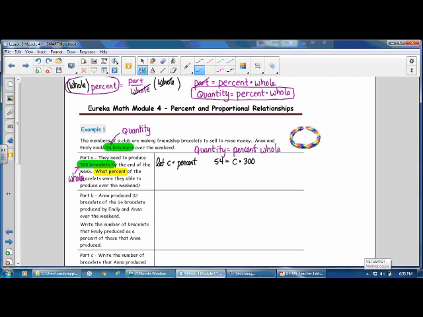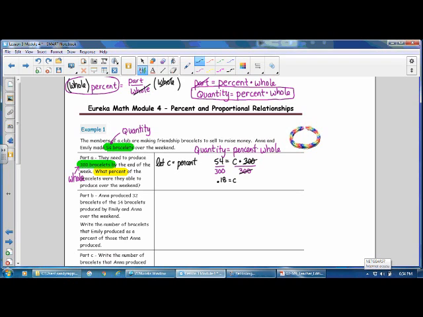Hopefully you remember how to solve that. It says to multiply. The opposite of multiplying is dividing. So for this equation, you can divide by 300. You could also multiply by the reciprocal of 300, but we're going to divide by 300. Remember to do the same operation with the same number on both sides of the equation. 300 divided by itself is 1, leaving you with C. 54 divided by 300 is 0.18.